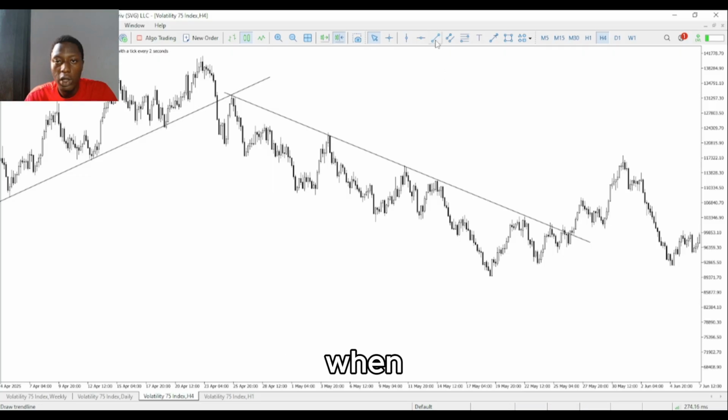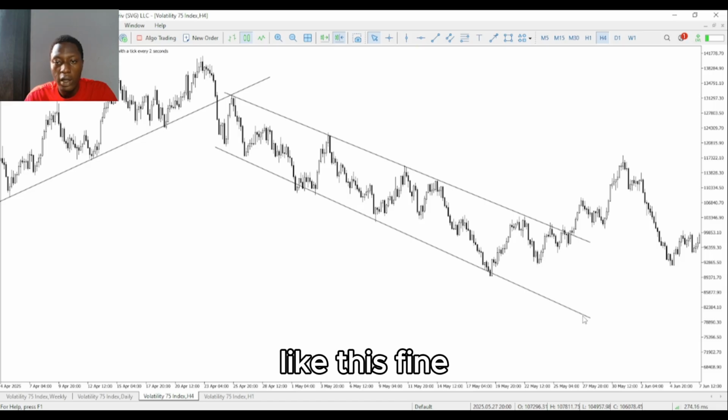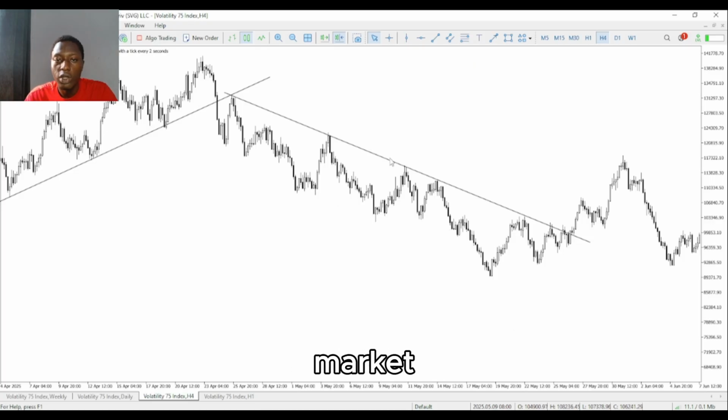I see some people, when they draw their trend line on a downtrend market, they usually draw another one on the downside like this. Fine, it's okay to draw a support trend line on a downtrend. It's okay, but one thing you need to know is that if you're trading a downtrend market, the resistance part is the most important part of it.